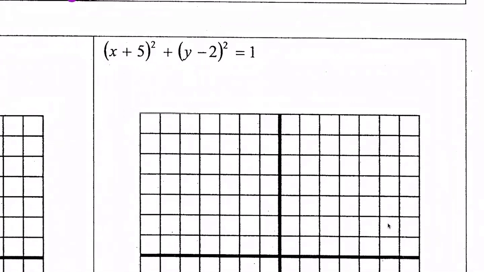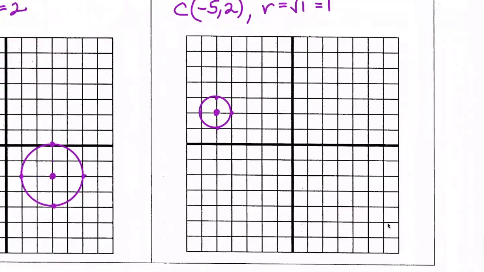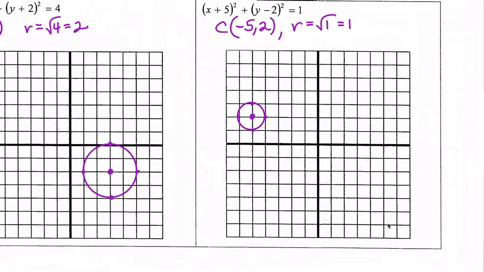Okay, for the next one, your center would be the point negative 5, positive 2, with the radius being the square root of 1, which is 1. So negative 5, 2 is placing us right there. And our radius is 1. So right 1, left 1, up 1, down 1. Okay, there's our circle.